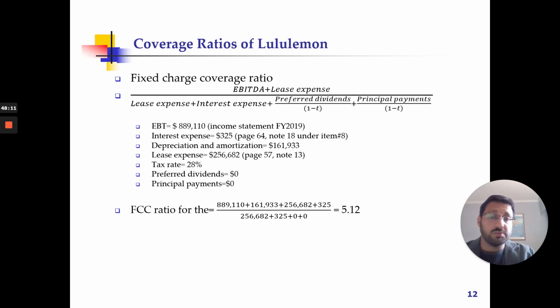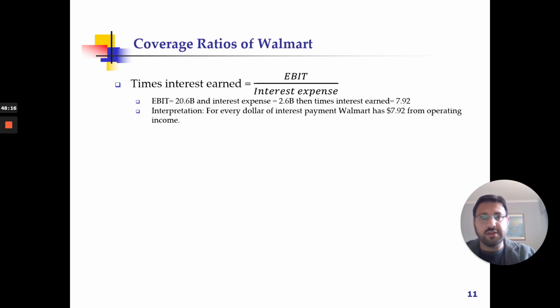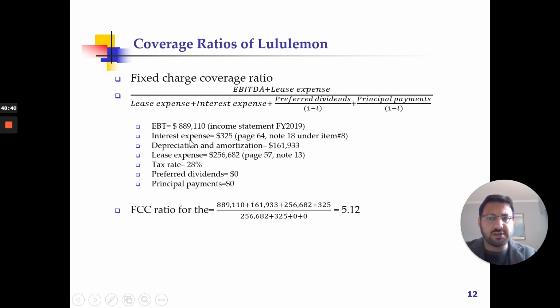I'll also show you my Excel sheet over here, on why I have not calculated the times interest earned for Lululemon, and why I only calculated the fixed charge coverage ratio of Lululemon. Even though in Excel I did it, I have not shown the times interest earned ratio for Lululemon over here. And one reason, you might have understood why, is the interest expense. It's just 325. Check the lease expense, 256,682. So way more lease expense compared to the interest expense.